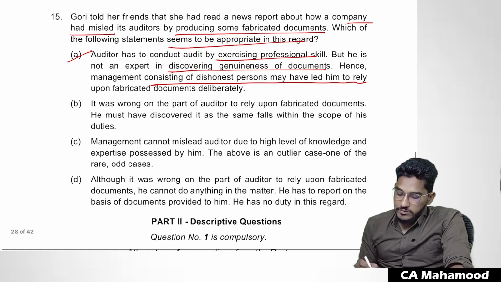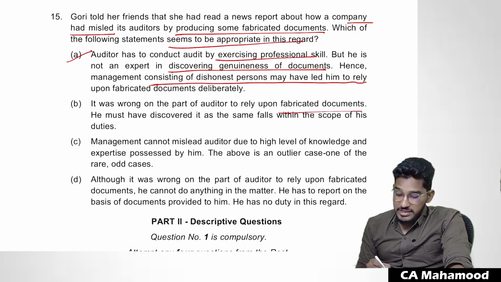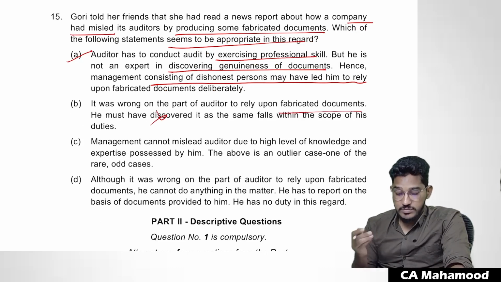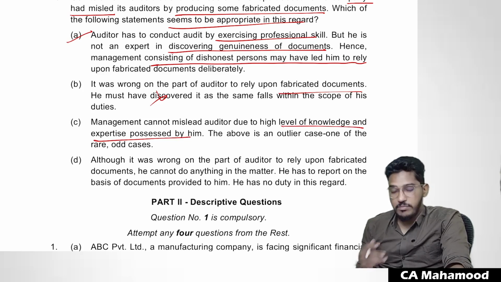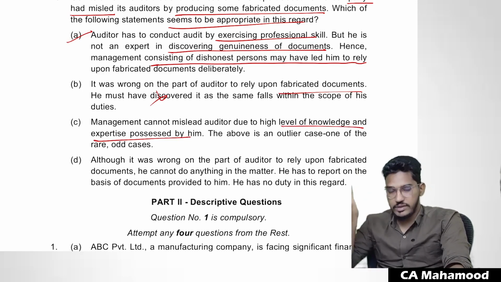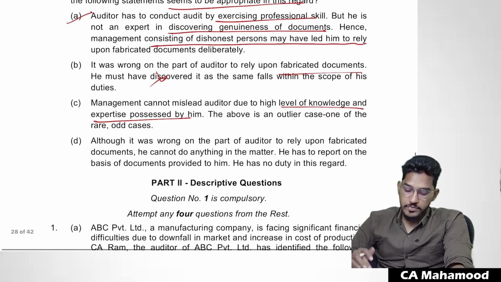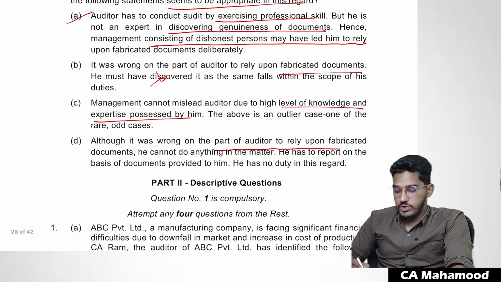"It was wrong on the part of the auditor to rely upon fabricated documents." He must have discovered it. No, boss, he is not an expert in discovering the genuineness of the documents. "Management cannot mislead auditor due to high level of knowledge and expertise possessed by him. The above is an outlier case." No, management, no matter how knowledgeable the auditor is, will always have the opportunity to produce fabricated documents. "Although it was wrong on the part of the auditor to rely upon fabricated documents, he cannot do anything in the matter. He has to report on the basis of documents provided to him. He has no duty in this regard."